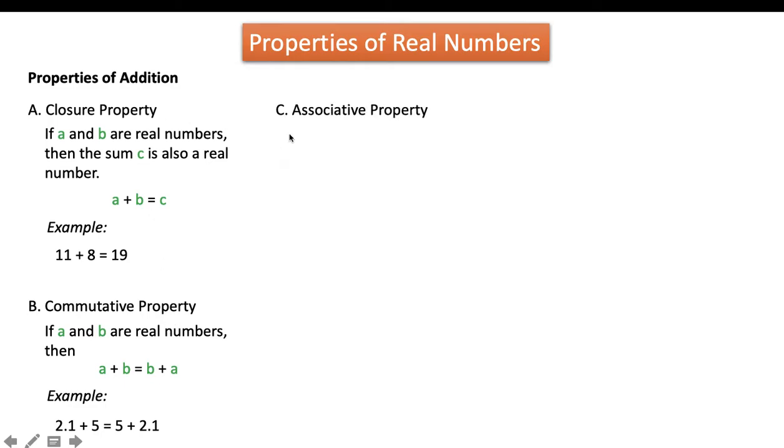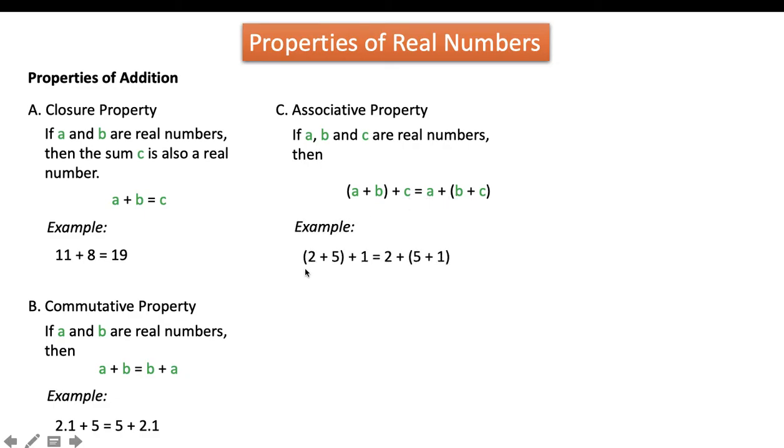Addition has the associative property, which says that if a, b, and c are real numbers, then quantity a plus b, plus c, is equal to a plus quantity b plus c. So for example, quantity 2 plus 5, plus 1, is just equal to 2 plus quantity 5 plus 1. Look at the addends: 2, 5, 1, and 2, 5, 1. But they are in different groupings. The parentheses say that we will prioritize or perform those operations first.